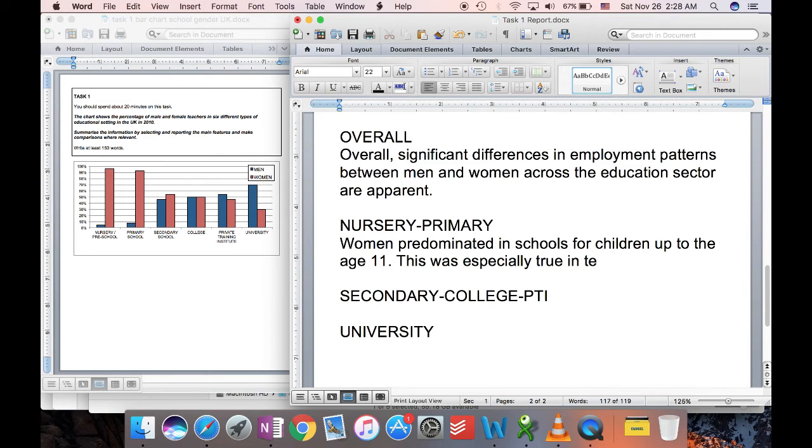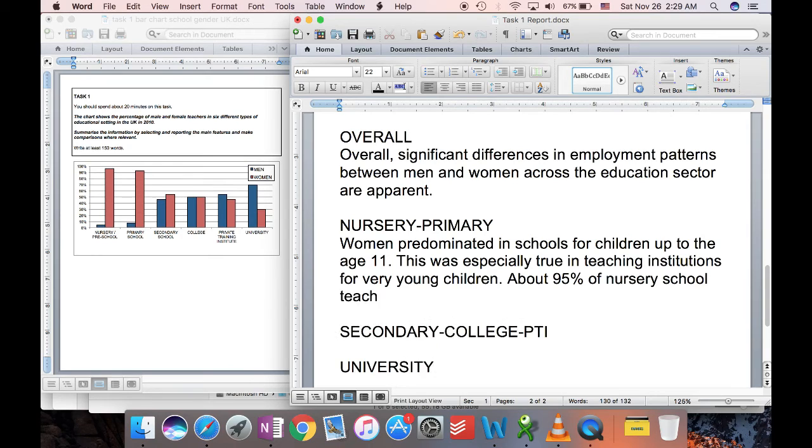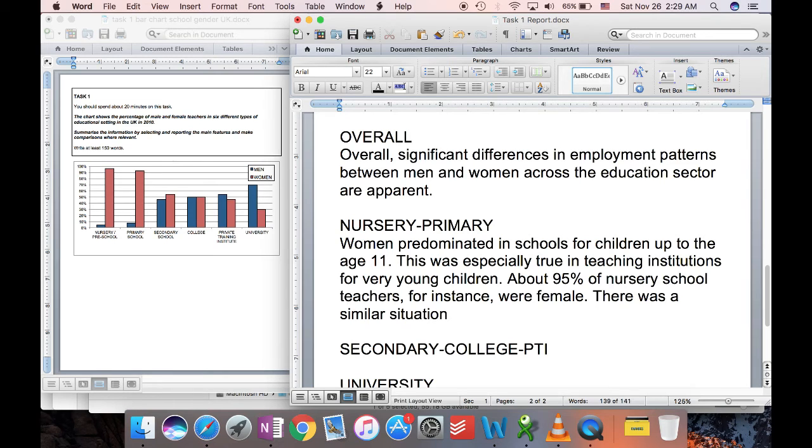This is especially not in schools. It's talking about teaching institutions for very young children, under the age of 5 in fact. Let's put some data in. I need some data now to support this last sentence. So I could say over, how much is it in the graph? I think it's over 95 or about 95% of nursery school teachers, for instance, because I'm giving an example here, for instance, were female, were women. And then let's just again support that information. So there was a similar situation in primary schools.